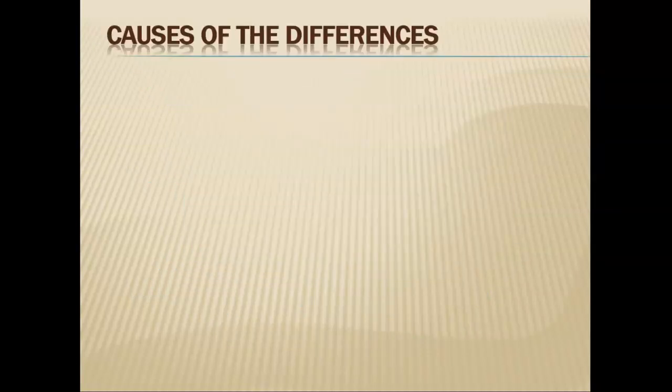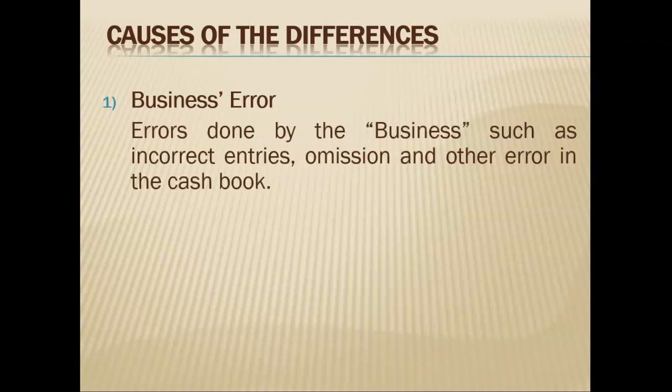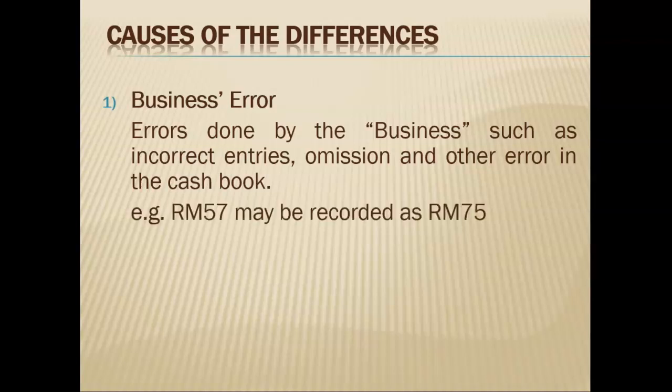Now let's have a look at why the closing balance of the bank statement differs from the closing balance of the bank account. First of all, it's a business error. This is a common cause of why there is a difference. Business errors are normally incorrect entries, wrong numbers, transposition errors, omissions, and some other errors in the books.